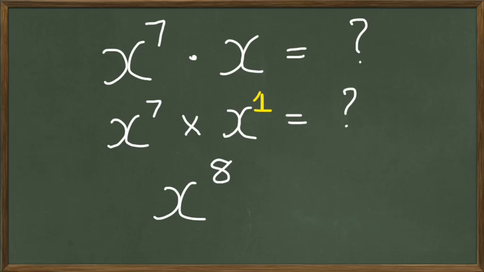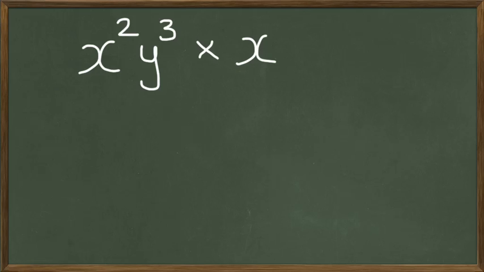Okay, hope you're getting this. We're going to go a little bit more complicated. We're going to start introducing two variables now. So for example, what if we have x squared y cubed multiplied by x cubed y to the power of 4?